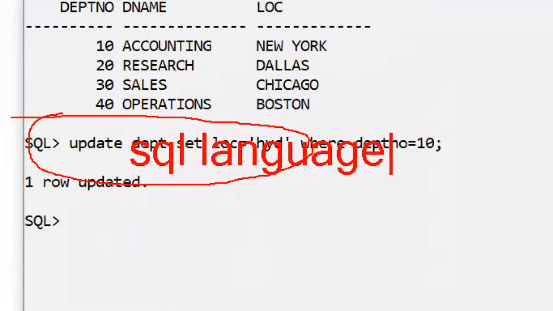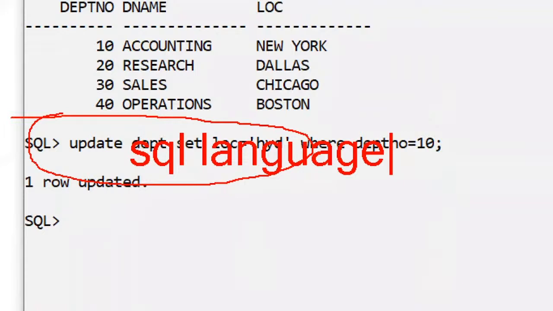Yes, these are non-procedural language. Variables are not there, loops are not there, conditions like if conditions and case, these type of things are not there. Very easy, non-procedural language. One or two or three lines of coding is there. Simple.